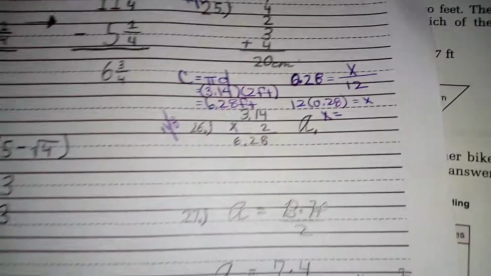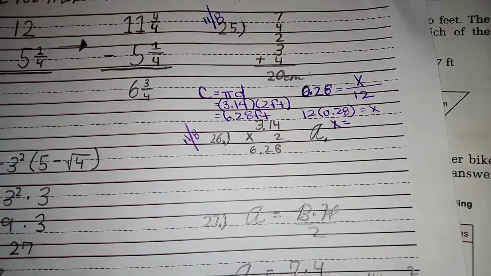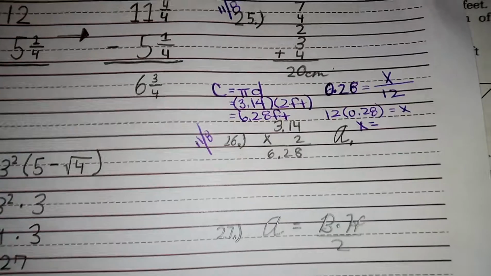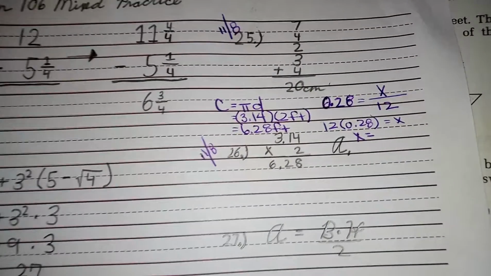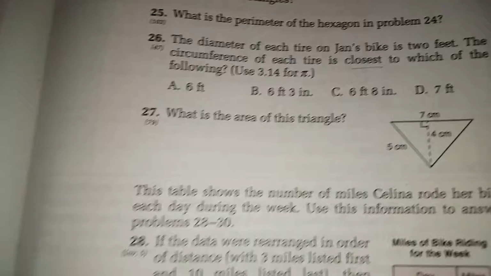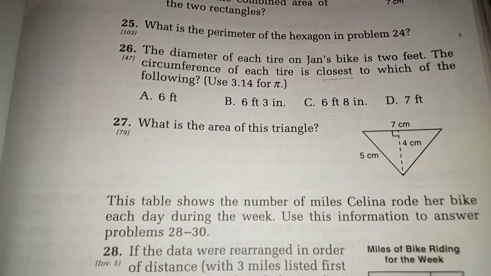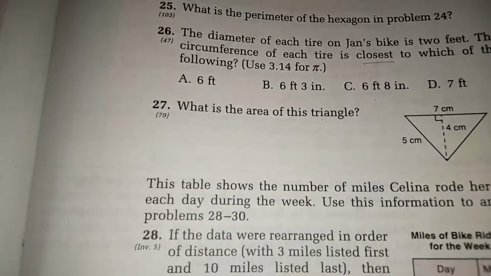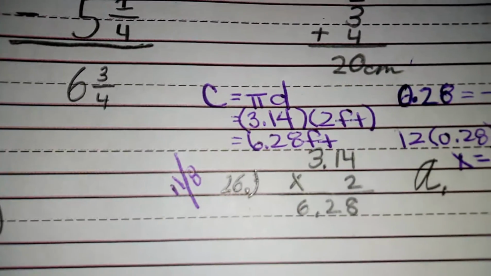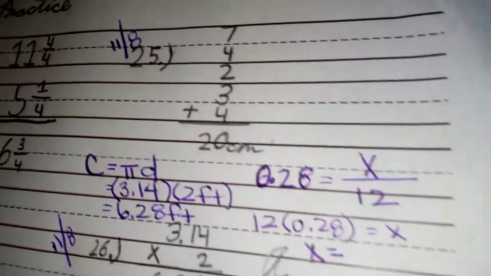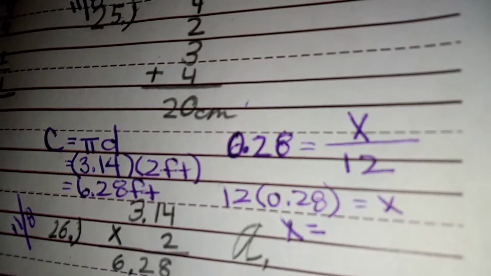Okay, you need to find out whether or not that 0.28 is closer to 1/12. 1/12 represents what? 1/12 of a foot is 1 inch. So you need to find out if that 0.28 of your 6.28, is that close to 1/12?